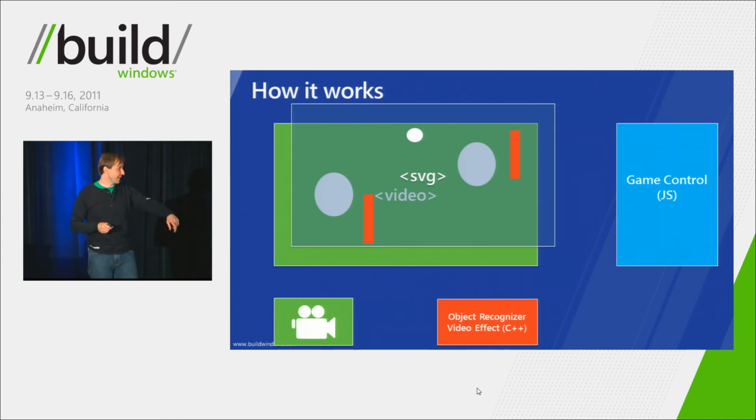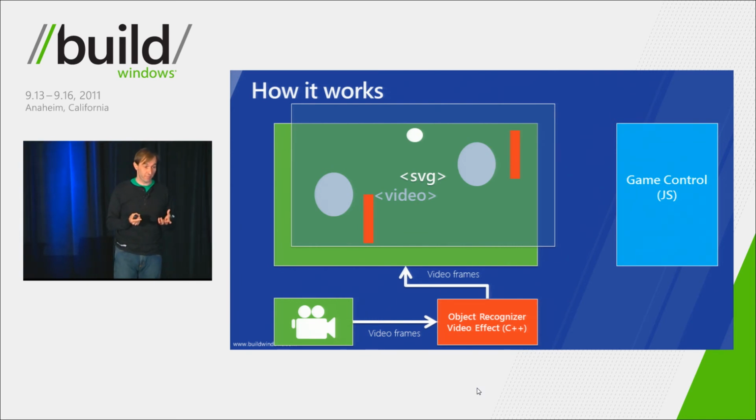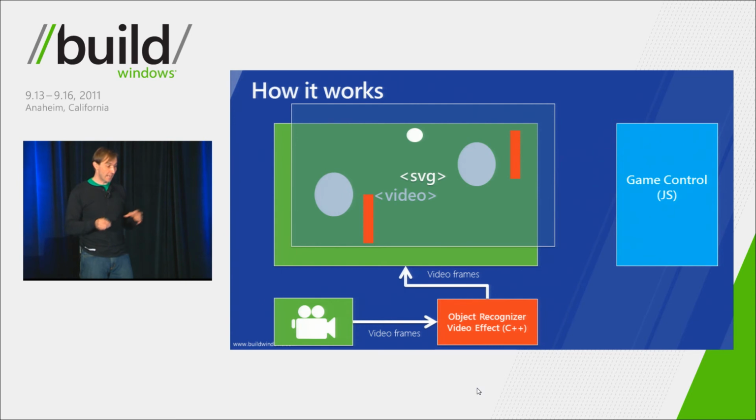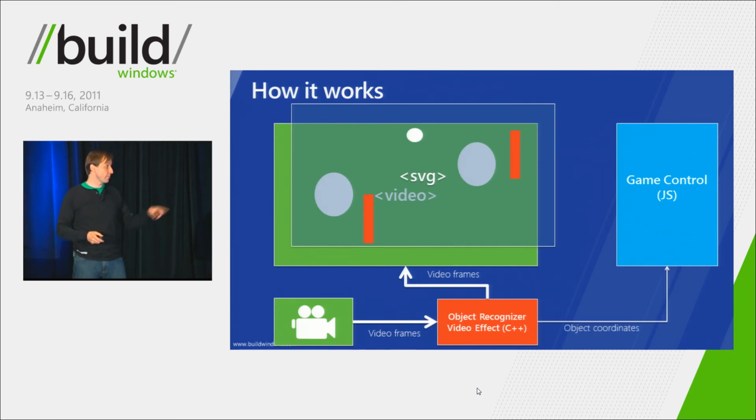And down there we have the camera that is sending video frames to the object recognizer, and that is written in C++, right? The object recognizer is an effect that we've introduced into the pipeline, and it is just analyzing the frames as they pass through and looking for those light blobs there. Then it's sending the video frames completely unchanged through the pipeline, but it's reporting to the game control, which is written in JavaScript. It's reporting the coordinates of the object that we've detected.